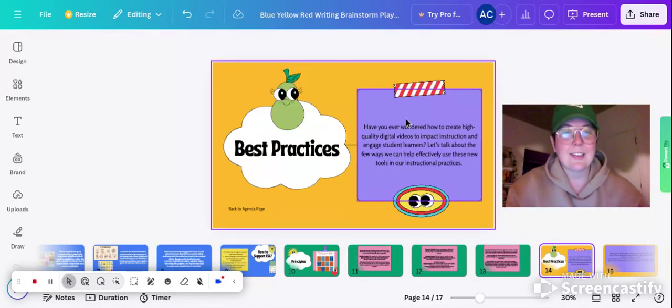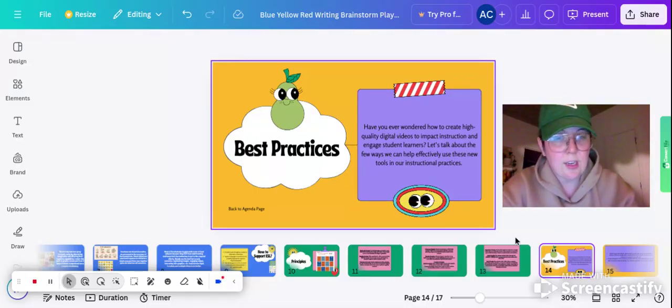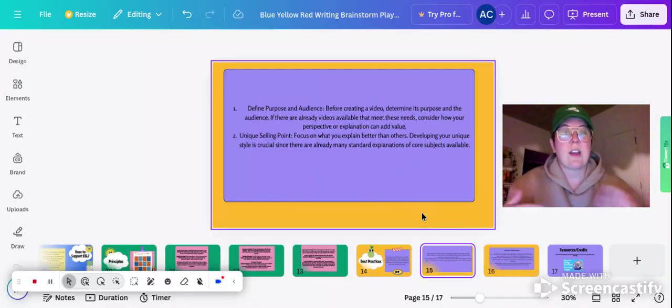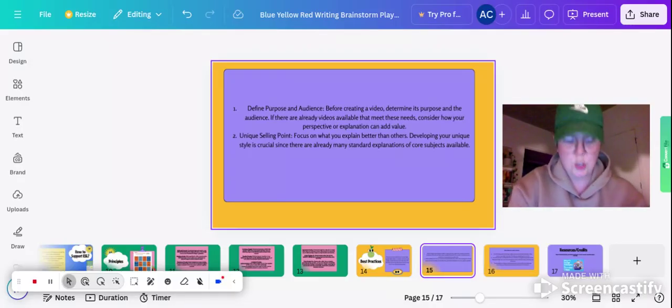But let's talk about some best practices, because at the end of the day, we want to make sure we're creating high quality digital videos that impact our instruction and engage student learning. So here are just a few ways that we can do that within our own instructional practices. First and foremost, you've got to make sure you have a plan in motion so that you know what to do and you're not just haphazardly throwing things in there. So first, you want to define who this information is going to, what the purpose is, and understand the whole trajectory of where you're trying to go. So you want your purpose and your audience. Who is it going to and why is it going to them?